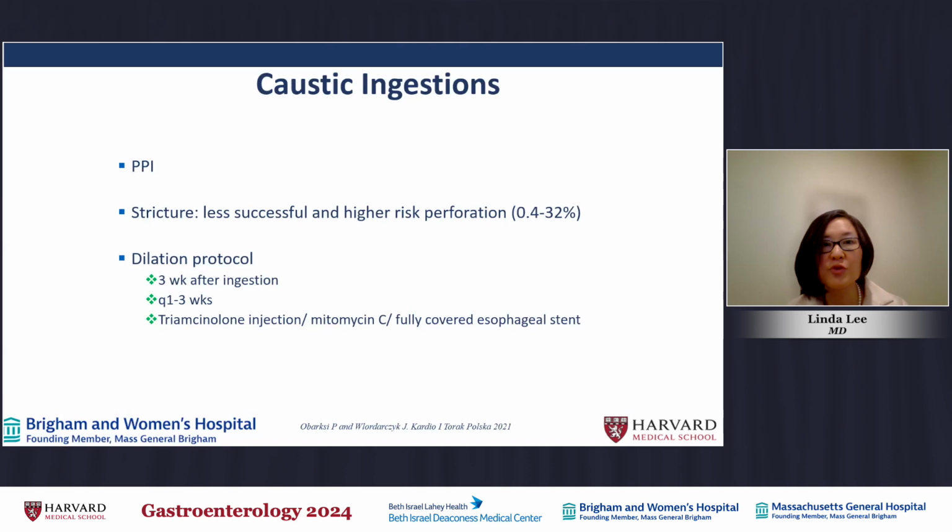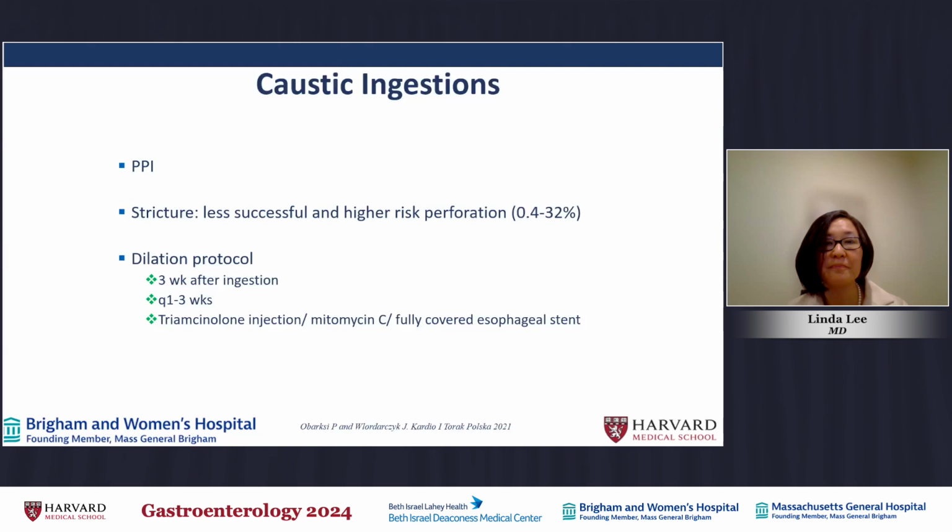In terms of strictures in these patients, I think we're all aware that our ability to deal with these endoscopically is far less successful than, for example, peptic strictures, with a much higher risk of perforation. And if you suspect esophageal stricture, then you can do the initial dilation about 3 weeks after ingestion and then repeat it every 1 to 3 weeks. You can also do triamcinolone injection, use mitomycin C or a fully covered esophageal stent to try to help with these difficult strictures.